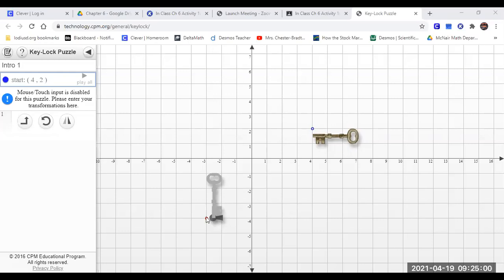Now, your focus is on the red dot and the blue dot. The picture of the key is extra. It's just a visual, all right? Your goal is to move the blue dot to the red dot, okay? Blue dot to the red dot.